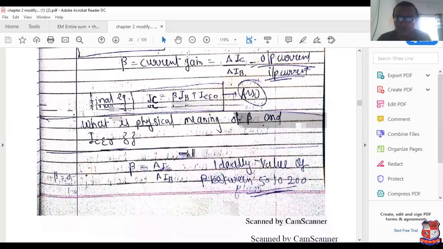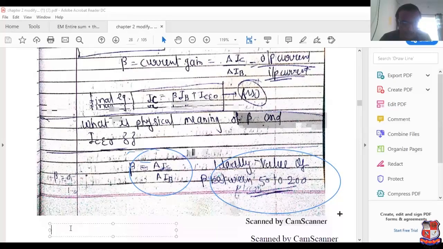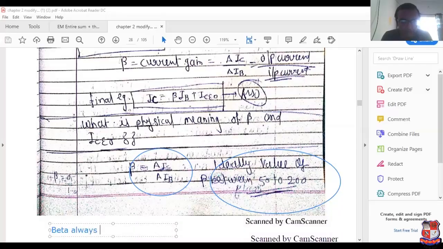Now see this equation, ΔIC upon ΔIB. Base current is always low compared to collector current. That's why beta always varies between 50 to 200. Try to see this very carefully. So this is the correct explanation regarding beta. Please concentrate here.